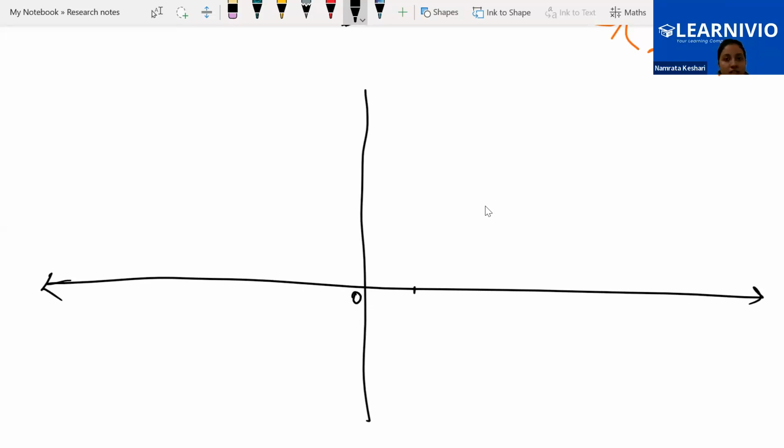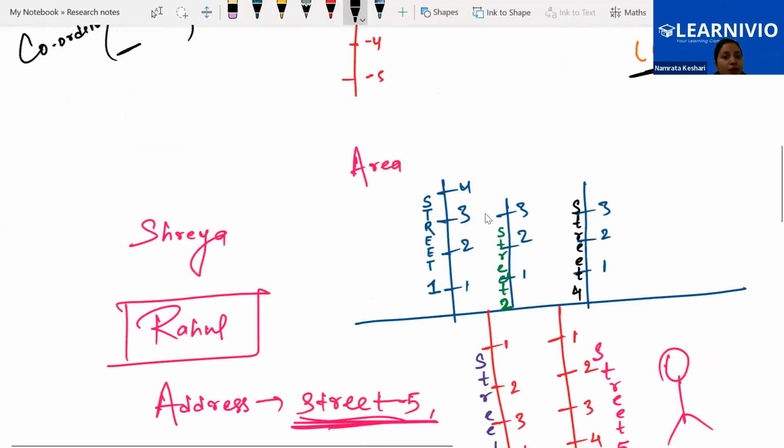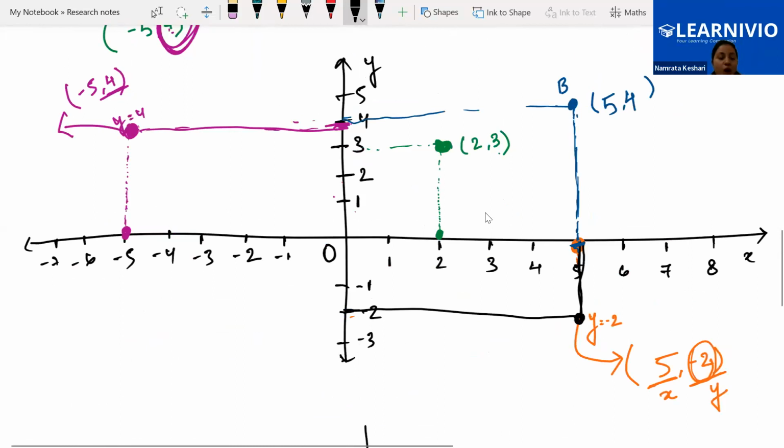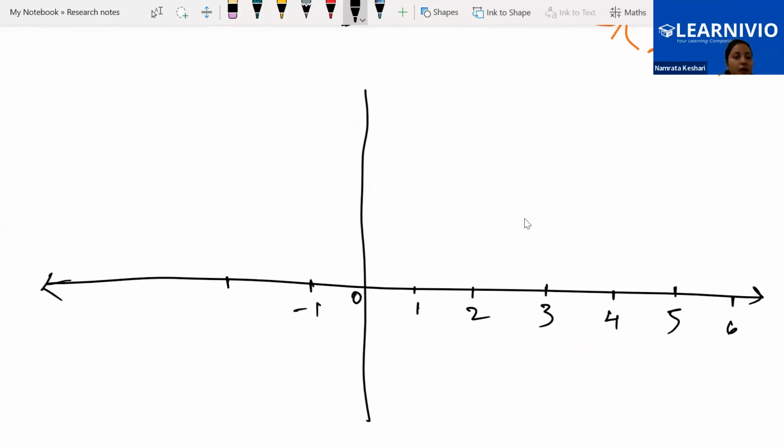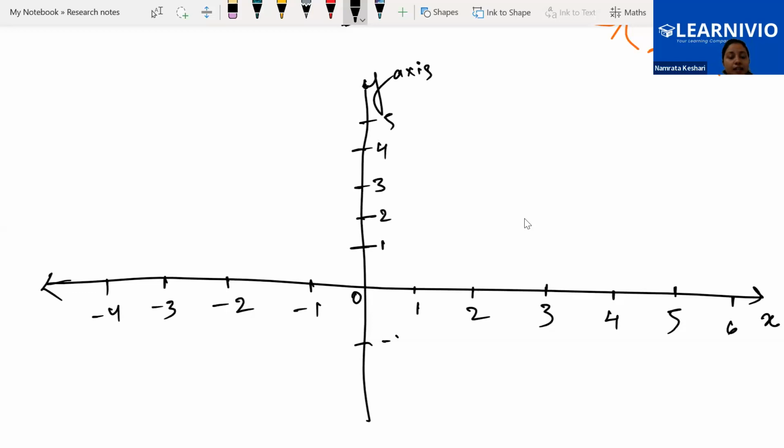So again, I am plotting the same coordinate axis. Why again and again am I plotting? Because here it has got a bit messy, so we are going to do it over here, freshly. 1, 2, 3, 4, 5, 6, -1, -2, -3, -4. We already understand that this is our x-axis and this is our y-axis. Here +1, +2, +3, +4, +5, -1, -2, -3, just like that.